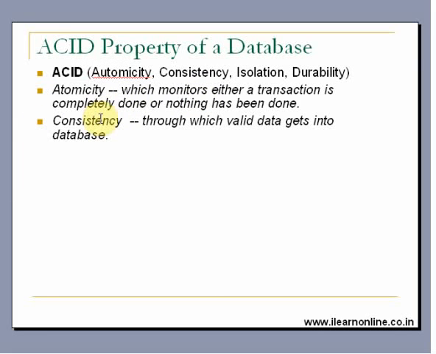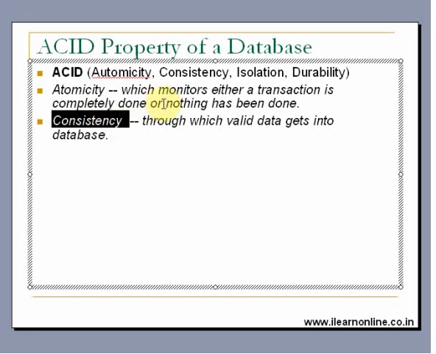So what is consistency? Consistency is a property through which valid data gets into the business. So if I have a business rule which says the salary for every employee in this organization should be greater than 5,000, then we should make sure that the data we have in the database follows that particular rule. So that is the example for consistency.